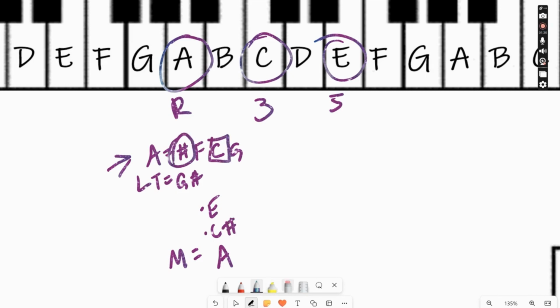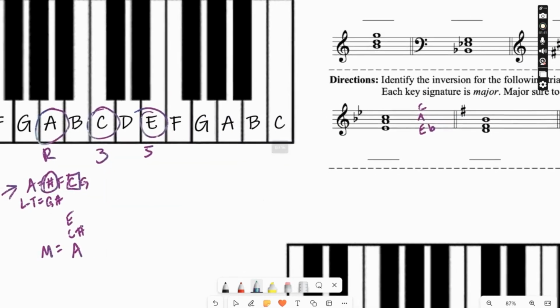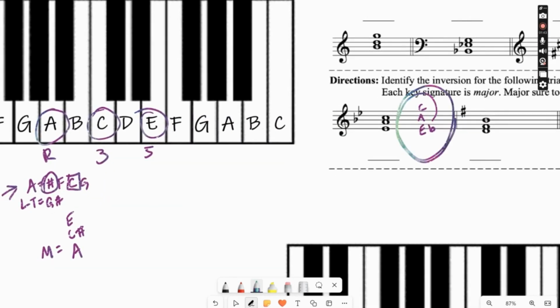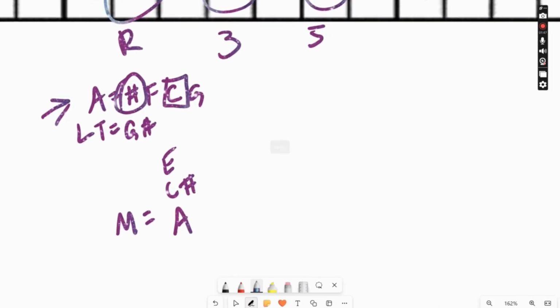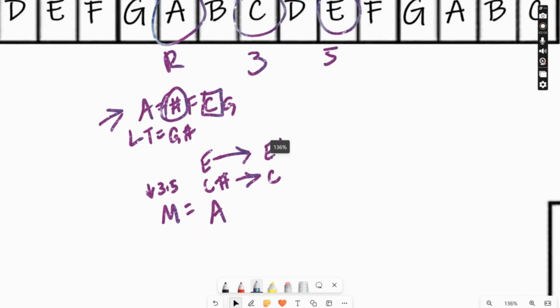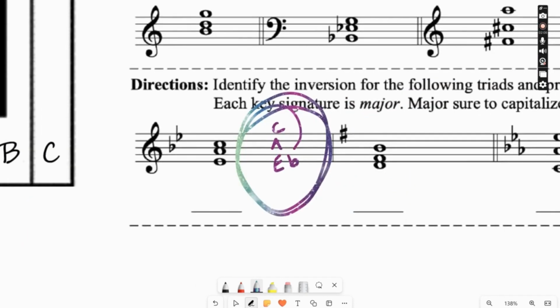So I add that in, and then I compare that to the notes I was given, which were A, C, E flat. So I compare this to the major triad. C sharp became C natural, and E natural became E flat. So if you have a major triad and the third and the fifth both went down, that means you now have a diminished triad. So this is an A diminished triad.